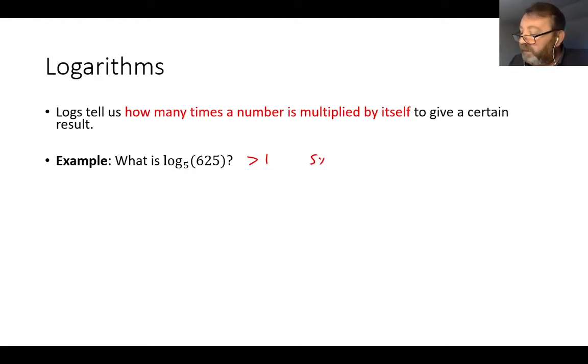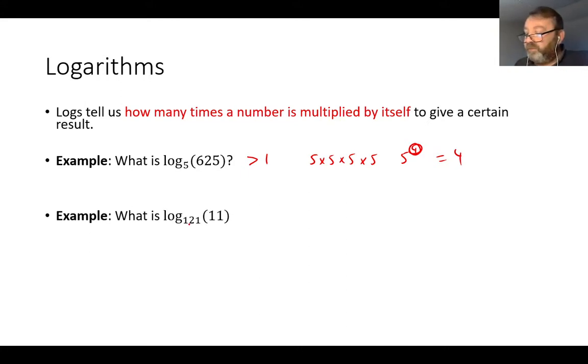5 by 5 is 25. By 5 is 125. By 5 is 625. So therefore, in order to get 5 up to 625, we need to raise it to the power of 4. And that is the answer to log to the base 5 of 625. The answer is 4. Okay, next one.